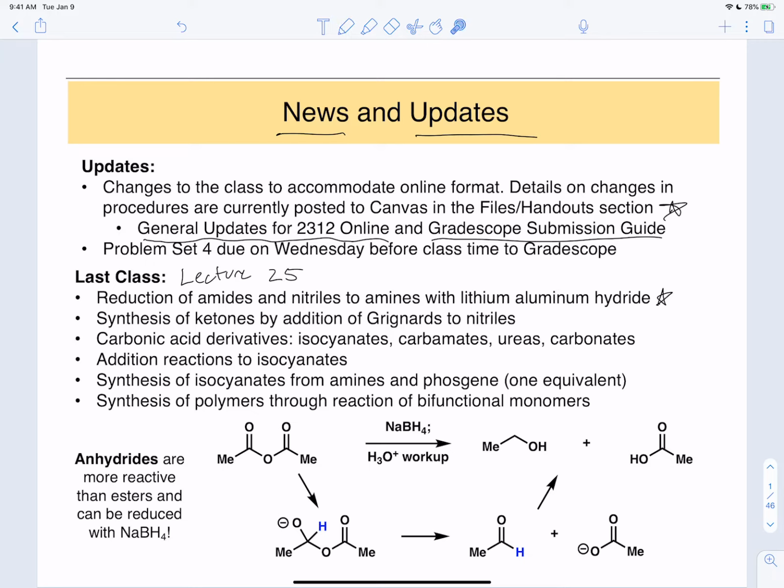In the last section, we talked about carbonic acid derivatives. So these are a higher oxidation state than carboxylic acid derivatives. They include things like isocyanates, carbamates, ureas, and carbonates. There's a number of addition reactions to isocyanates that'll give us things like carbamates, ureas, and carbonates. Additionally, the carbonates would be synthesized from additions to phosgene. And we talked about how you can make isocyanates as an intermediate or as a product when you are adding amines to isocyanates if you only add one equivalent.